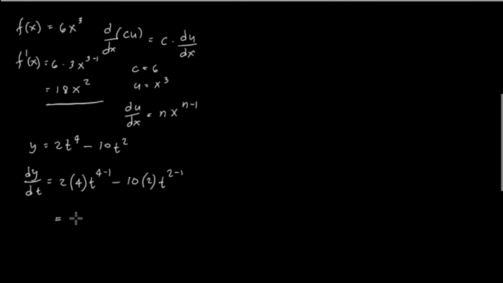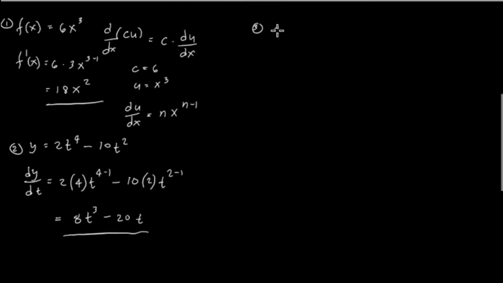And simplify. So 2 times 4 is 8, t, 4 minus 1 is 3, less 10 times 2 is 20, and t, 2 minus 1, or t. The derivative of 2t to the fourth minus 10t squared is equal to 8t cubed minus 20t. This is number 1.